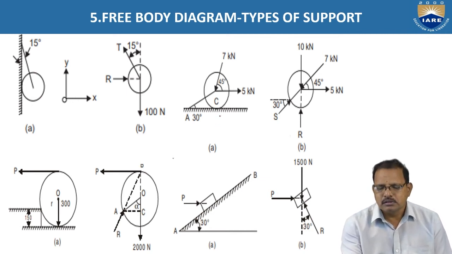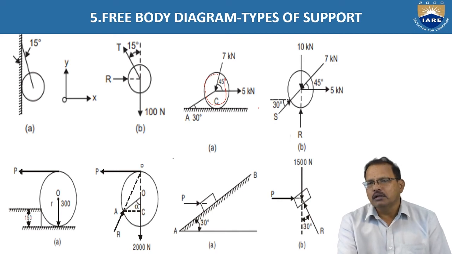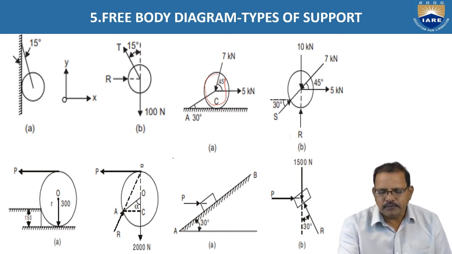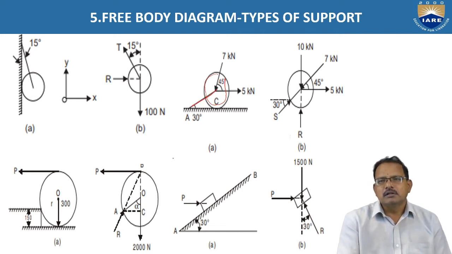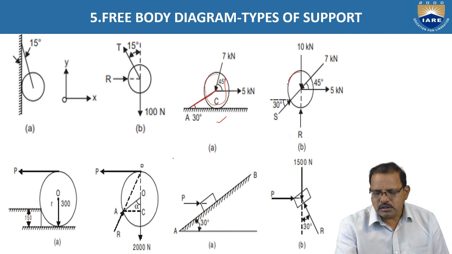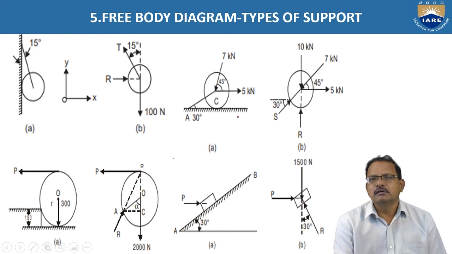In the second case, the roller is there. Now it is pulling 5 kilonewtons force toward the right side. It is having weight 10 kilonewtons. But the body is prevented from moving by using the rope which is attached to it. The free body diagram for this figure is, you have to draw the body as it is.